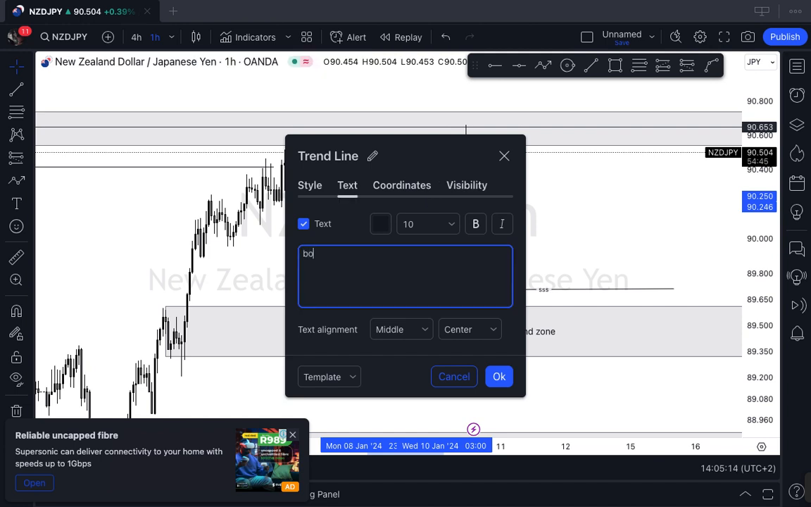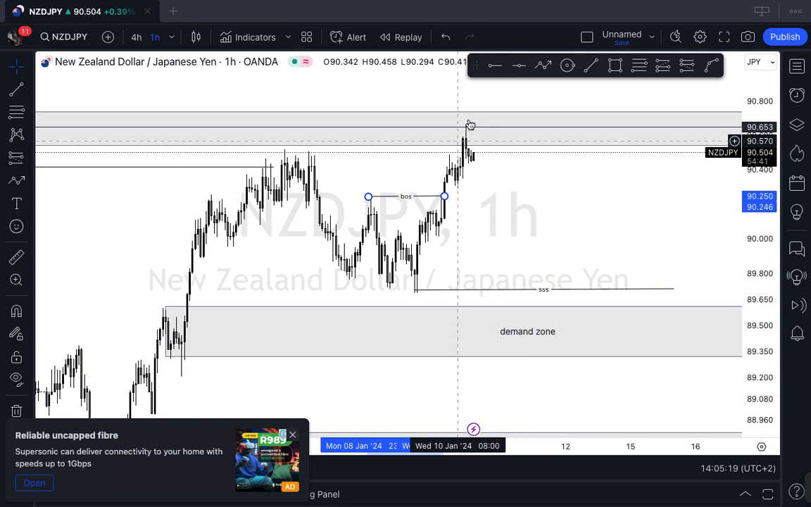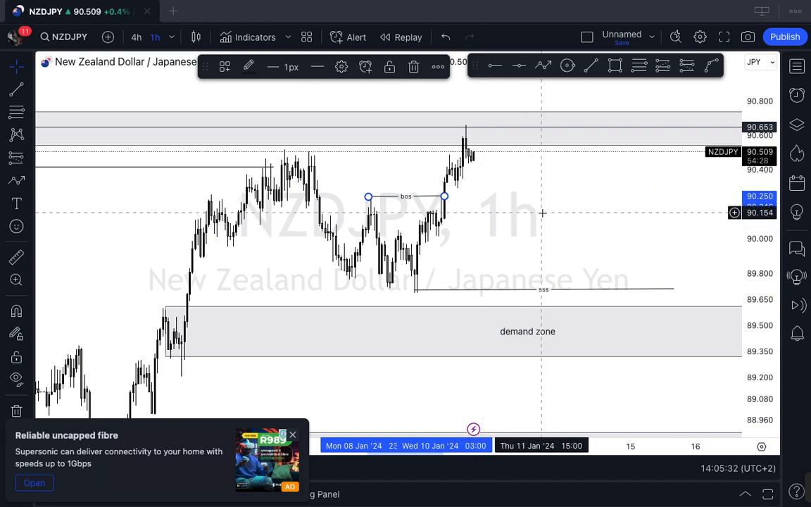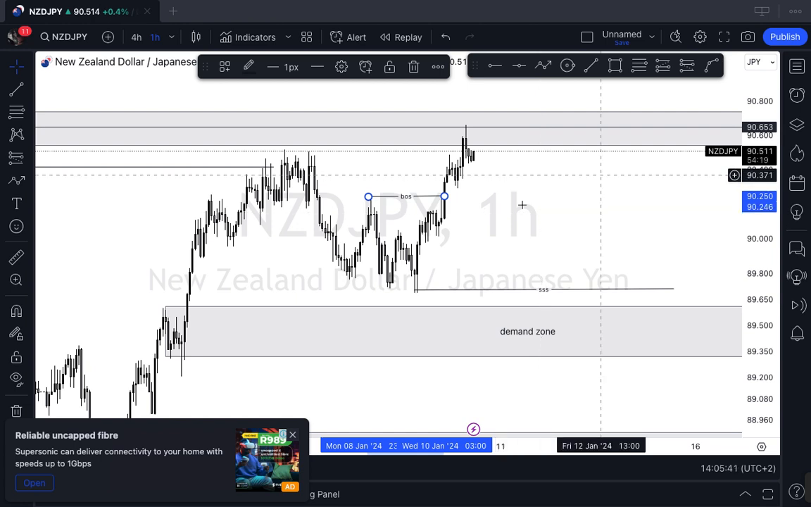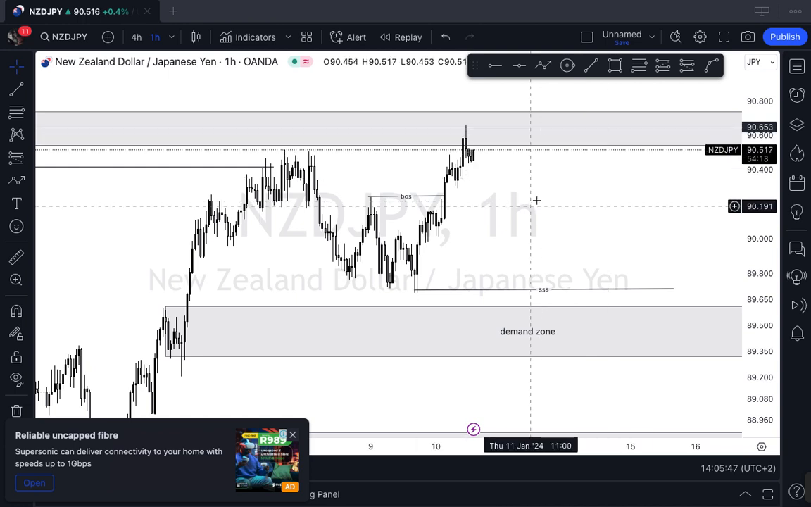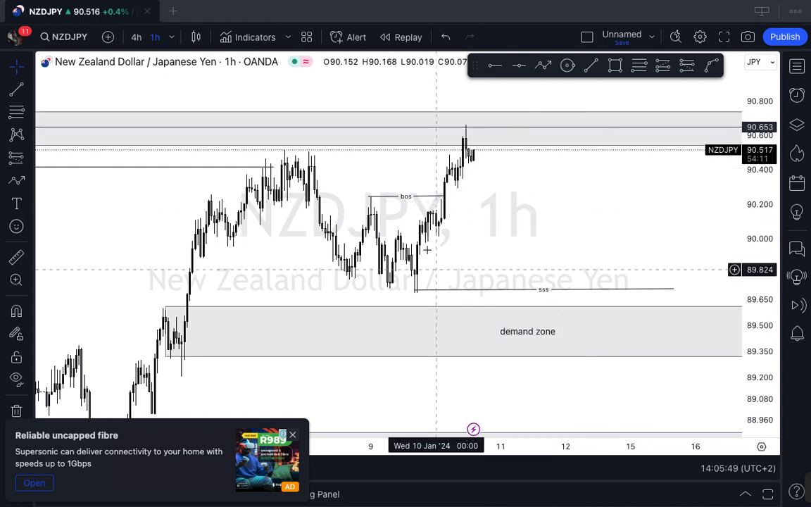So the market just broke structure exactly there, and then it tested this supply zone, and then after testing the supply zone, it's starting to push to the downside, just like that. You understand? So as you can see, we are analyzing while price is moving. So this is what we are looking at.